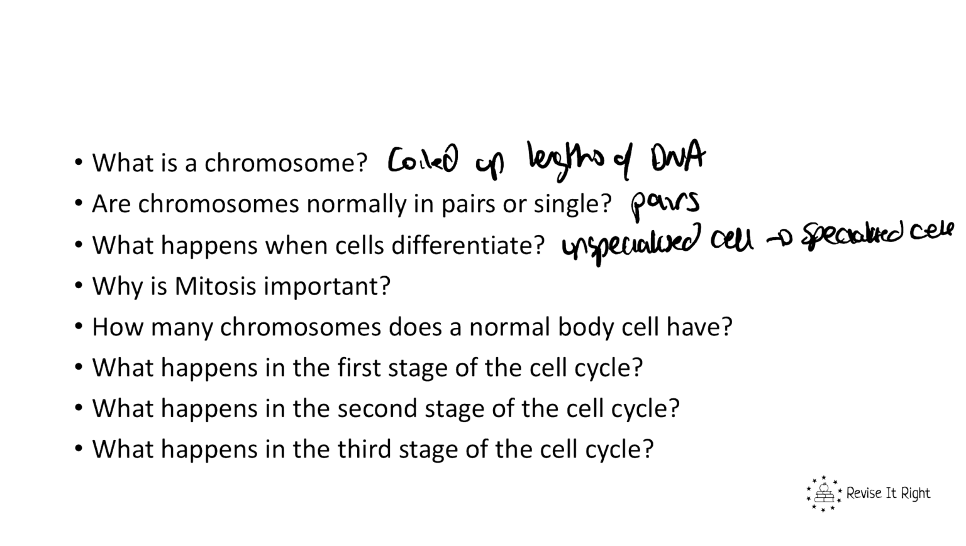Why is mitosis or cell cycle important? 2 reasons: growth and repair. To grow and to repair. How many chromosomes does a normal body cell have in a human? 23 pairs. What happens in the first stage of the cell cycle? Well, you could have written one of 3 things really. So the DNA replicates, the organelles duplicate, and the cell enlarges. That's in stage 1. In stage 2, you could have had the nucleus breaks down, the chromosomes line up along the equator, and the chromosomes are pulled apart. And then in the third stage, you could have had the new nuclear membrane forms, a new cell membrane forms, and then the cell splits.